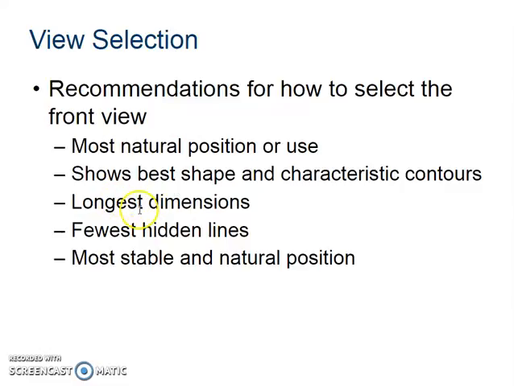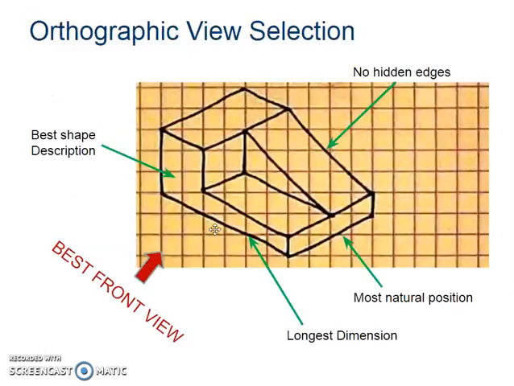That front face should normally have the longest dimension to it and the fewest hidden lines, so nothing that we can't see. We want to try to see as much as we can when we're looking at that. And that most stable goes back to that most natural. It's sitting upright. It looks like it could be sturdy. It's nice and strong as it's holding itself together.